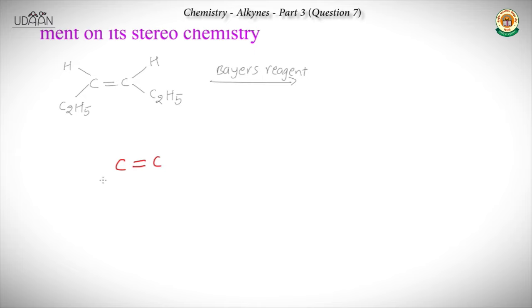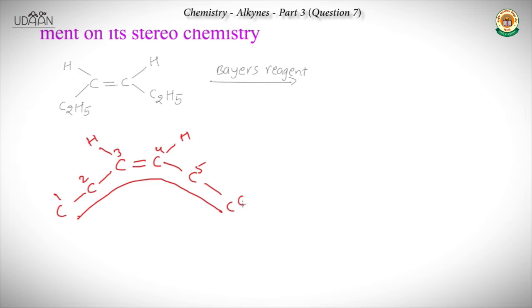You have C double bond C, here CC and CC here. Now, as per IUPAC nomenclature, select the longest possible carbon chain, and this is the only longest possible one, and name it 1, 2, 3, 4, 5, 6. So it is hex-3-ene. Yeah. Now let's come back to this.